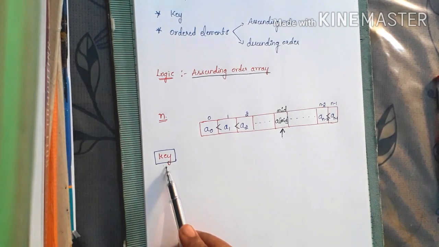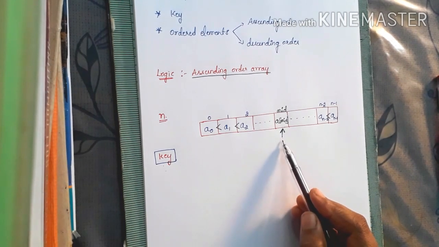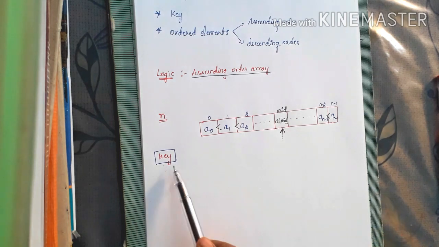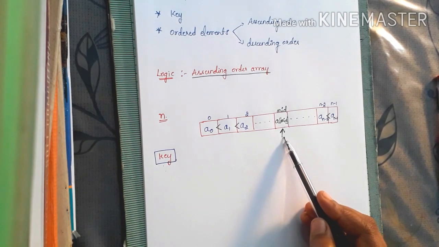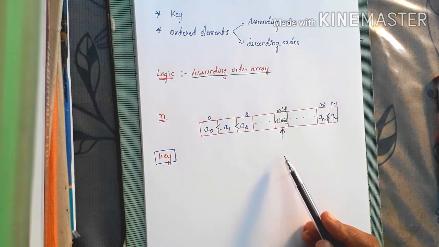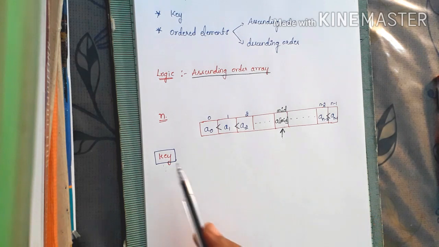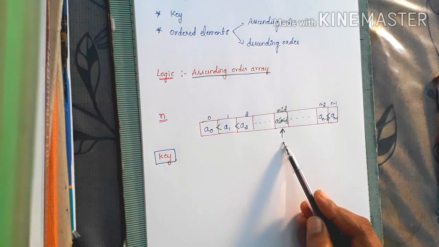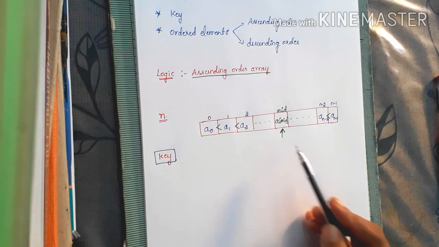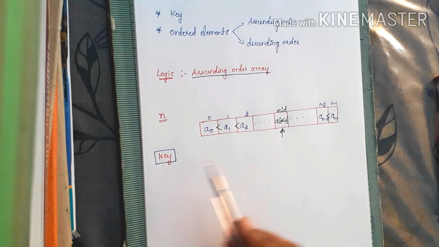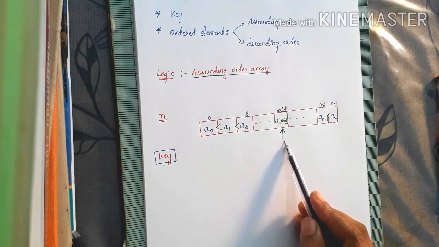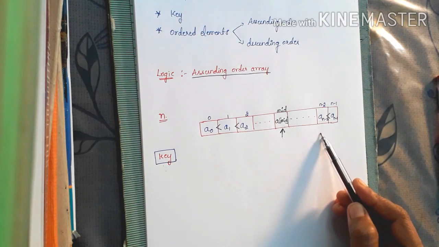If the key element is equal to the middle element, that is A of mid, then we know that the key element is found in the array. Then this program prints the message successful search. In case the key element is not equal to the middle element, that is A of mid, the key element either may be less than the middle element or it may be greater than the middle element.